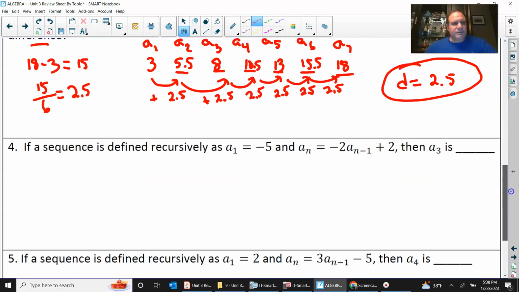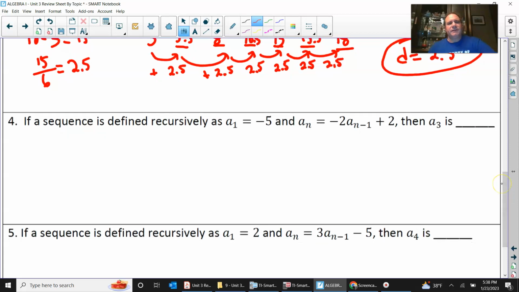All right, so the sequence is defined recursively as a sub 1 equals negative 5, and a sub n equals negative 2 times the prior term.